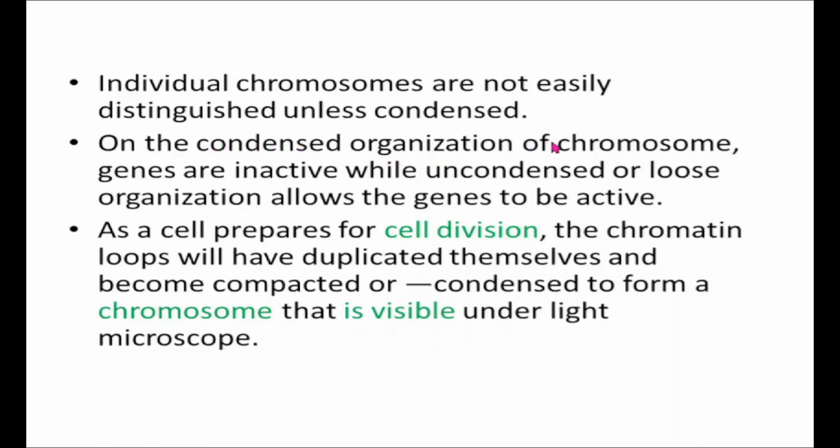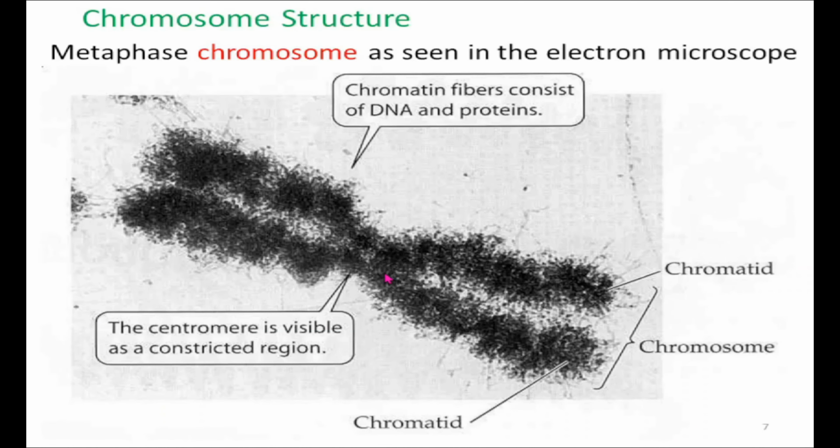In the condensed organization of chromosome, genes are inactive, while an uncondensed or loose organization allows the genes to be active. Genes are active during the chromatin stage and inactive during the chromosome stage. As a cell prepares for cell division, the chromatin loops duplicate themselves and become compacted or condensed to form a chromosome, which is visible under a light microscope. It will be visible only during cell division.